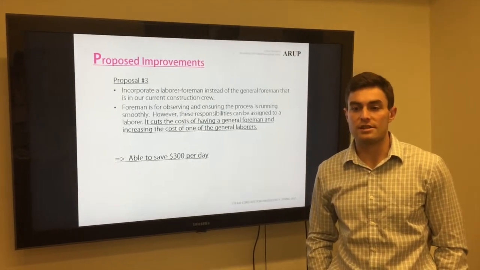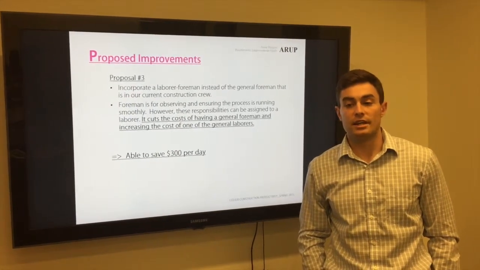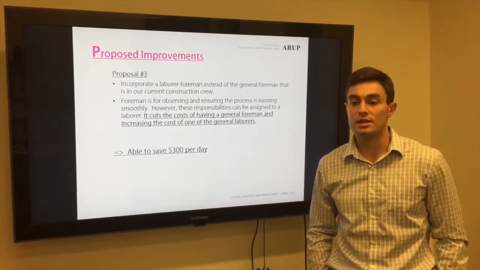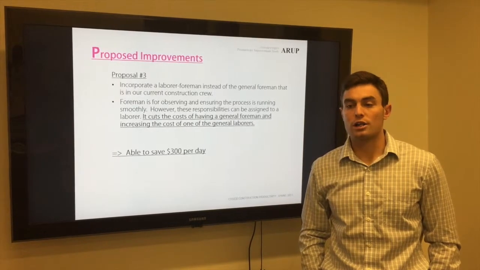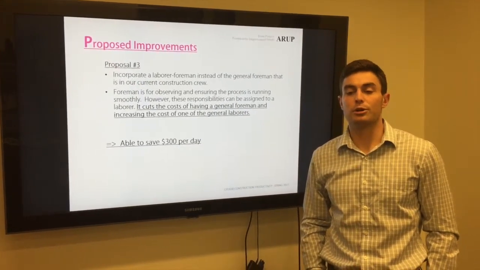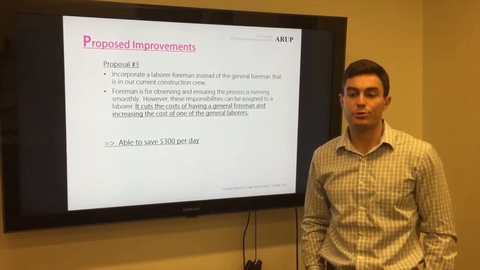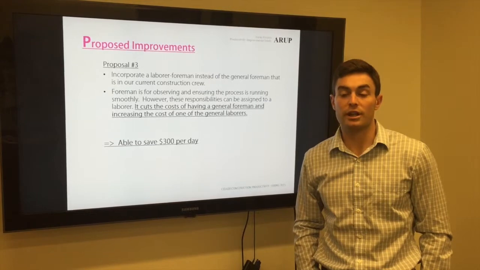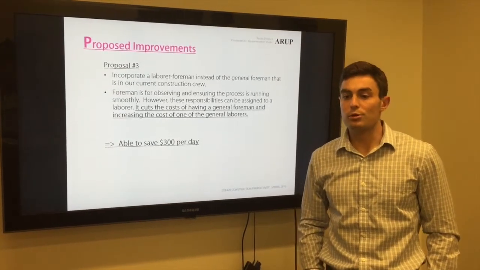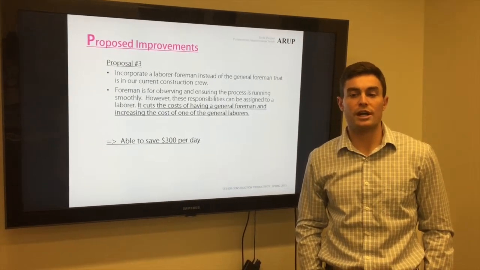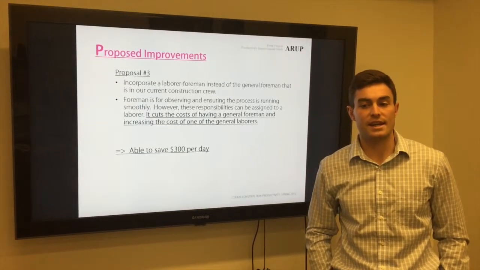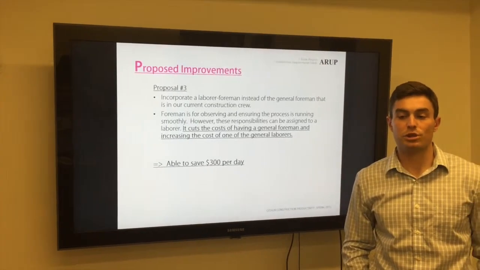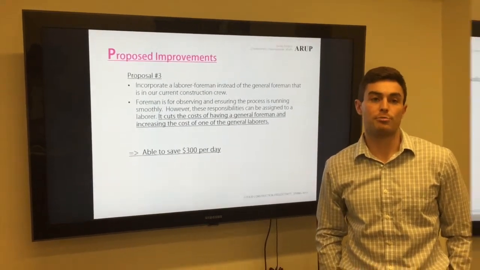A laborer foreman has an hourly wage of $39.60 instead of the $37.50 of a regular laborer, according to the RS Means. This would only increase our cost by $16.80 per day for the laborer price bump. This still complies with union rules of having a foreman on site, since the laborer is now going to be a laborer foreman. By removing the general foreman from the crew, we would cut $39.60 per hour, or $316.80 per day. By removing the general foreman and giving his responsibilities to a laborer, we would save $300 per day.